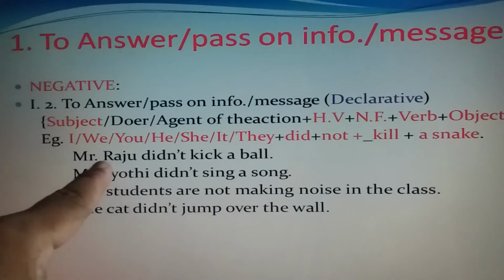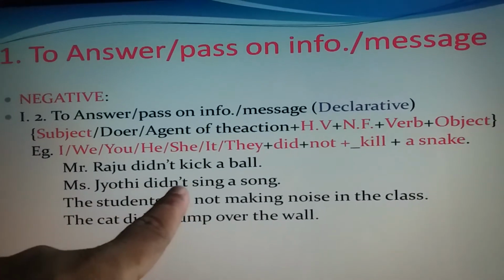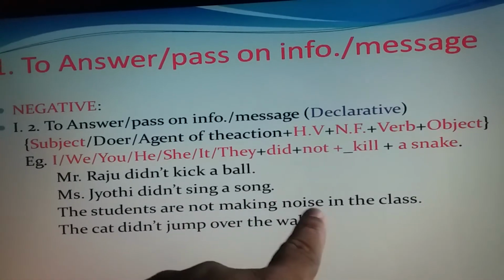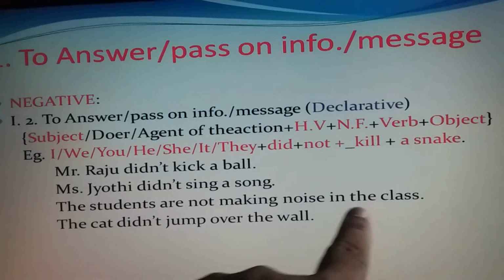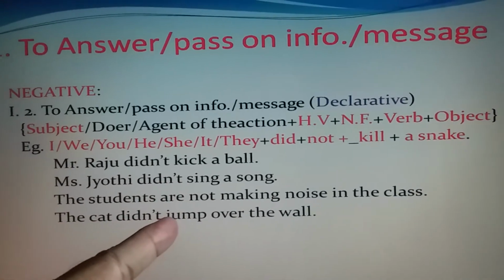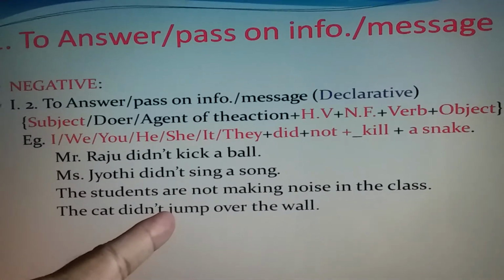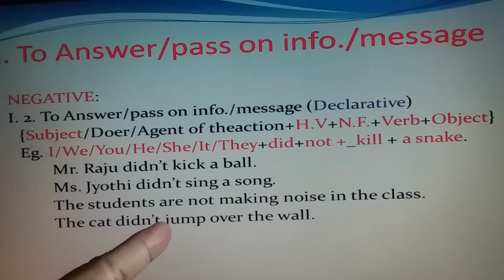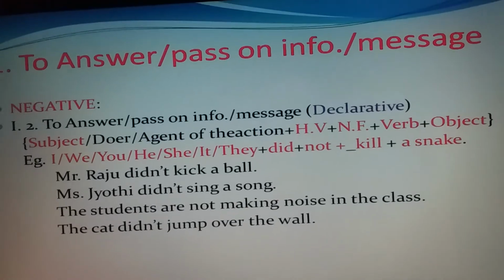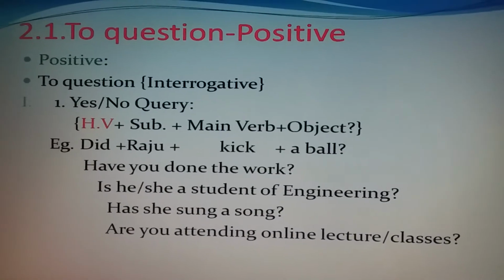In the same way, Mr. Raju did not kick a ball. Miss Jyoti did not sing a song. The students are not making noise in the class. The cat did not jump over the wall. So in this way, we can use the sentence when you want to pass on negative information in the declarative sentence. Let us move on to the next type of question, that is yes or no question.